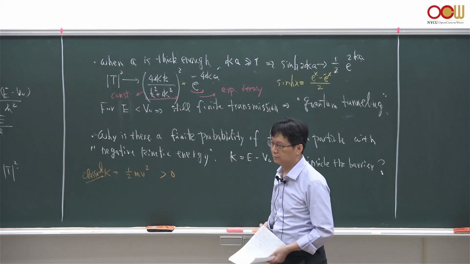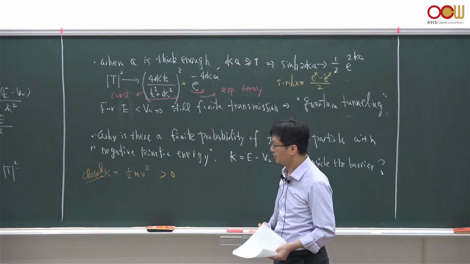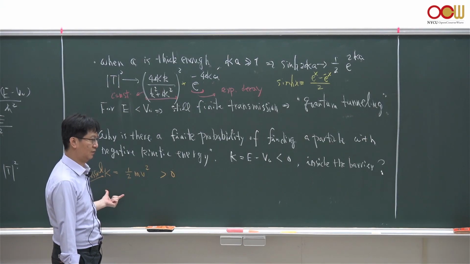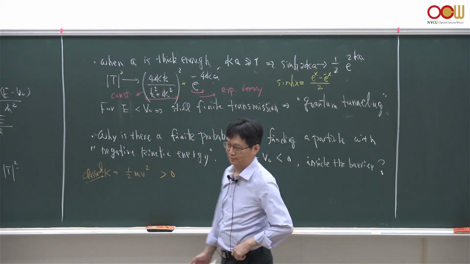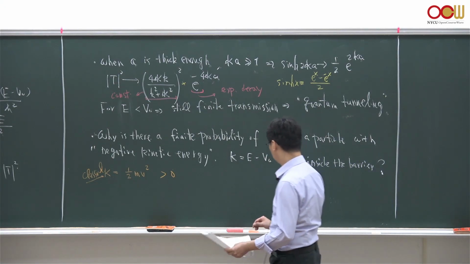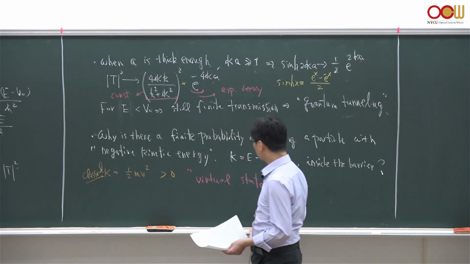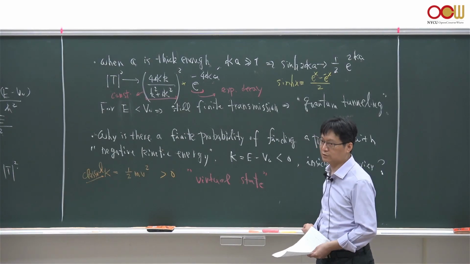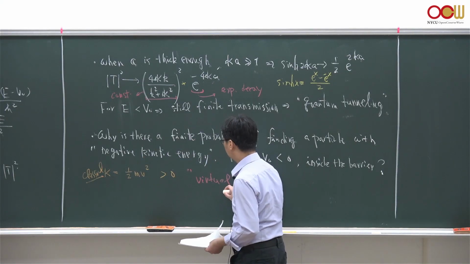So what does it mean when the kinetic energy goes to a negative value? It does not make any sense in classical mechanics, because a classical object cannot carry negative kinetic energy, right? But quantum mechanics allows such, as I mentioned previously, a so-called virtual state. The virtual state is the state that defies or contradicts the classical concept of kinetic energy, which is precisely this negative kinetic energy state.